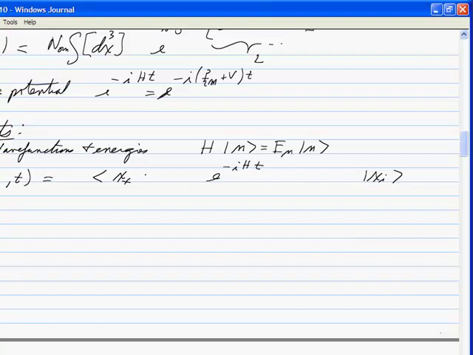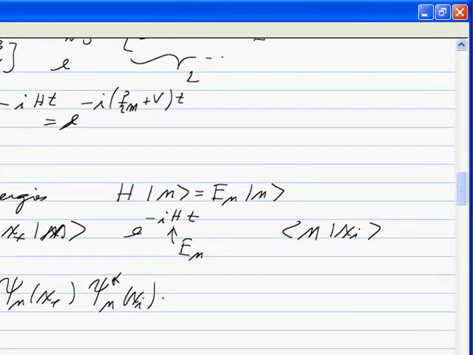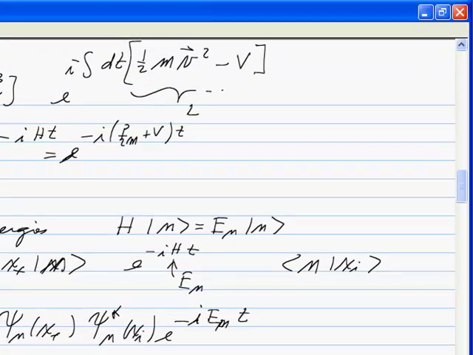Now I put in this complete set of energy states, n, and H then turns into E n once it's sitting next to them. There's then the sum over n, psi n of x_f, that's actually psi star n of x_i, e to the minus i E n t. So one of the standard tricks is you've defined this path integral up there. You solve that path integral in some way, and you look at the various pieces that go like e to the minus i E n t, and you pull it out. If you've seen this in the quantum course, that's probably the next step. I'm going to skip over that.